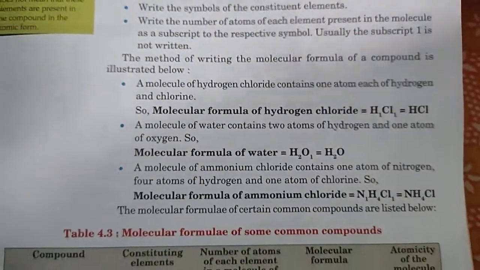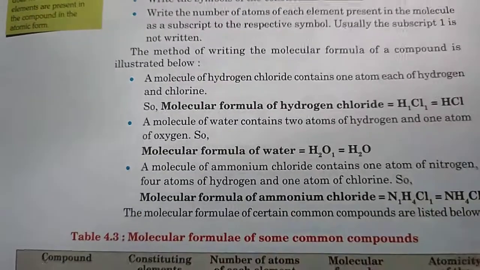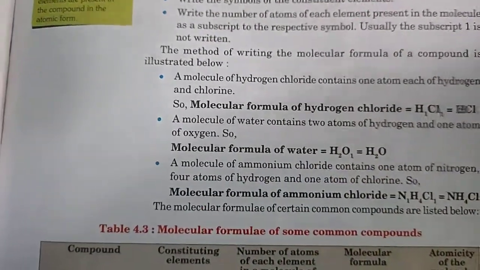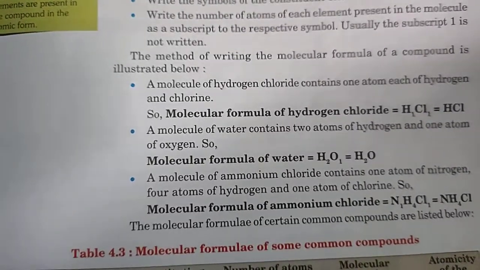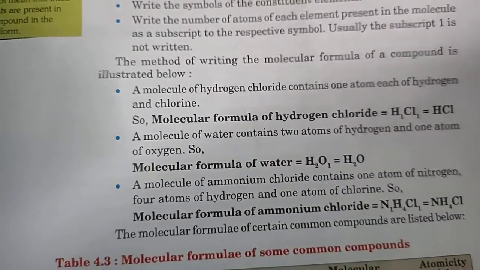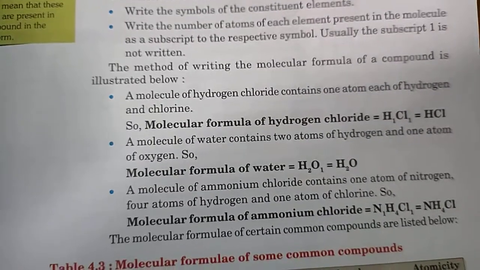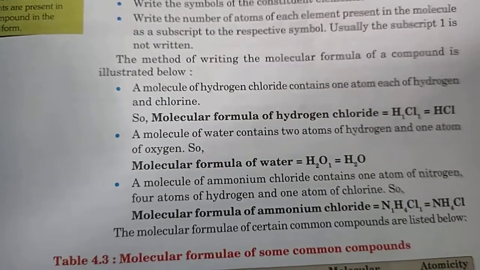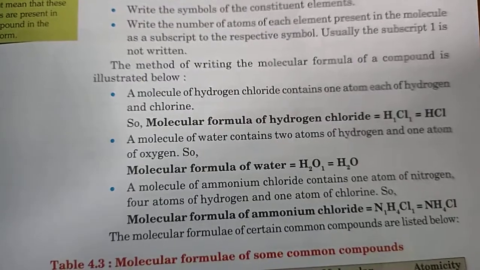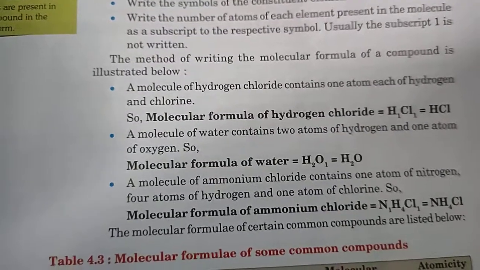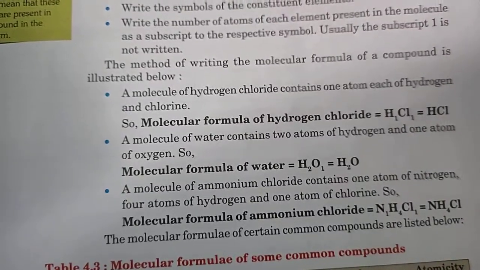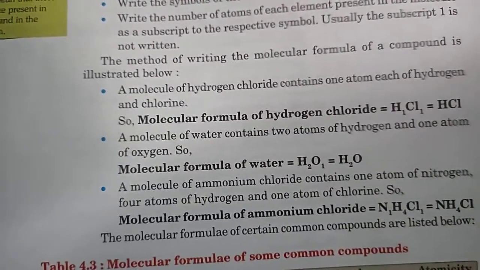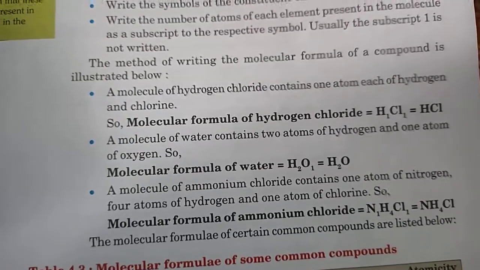First of all, these can be written by their symbols. Okay, first of all you should remember the symbols. Suppose a question comes: write the molecular formula of hydrogen chloride. Then you should know the symbol of hydrogen, which is H, and the symbol of chlorine, which is Cl. So a molecule of hydrogen chloride contains one atom each of hydrogen and chlorine. These things you should remember.